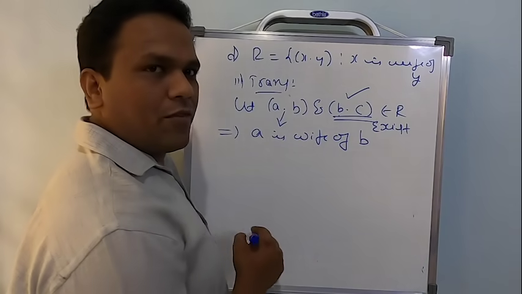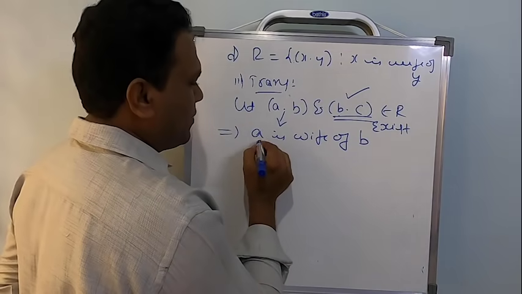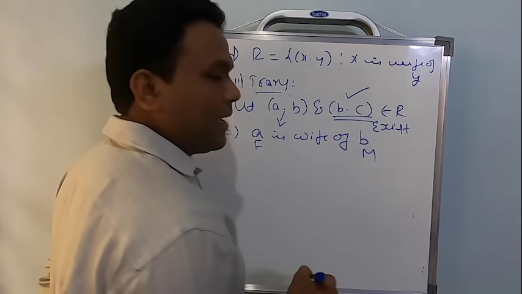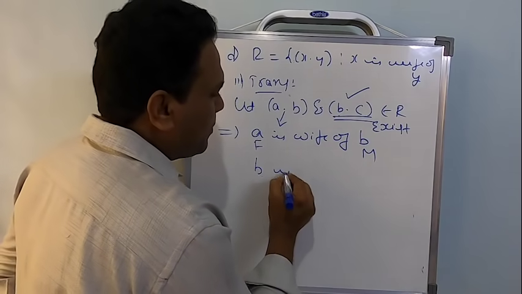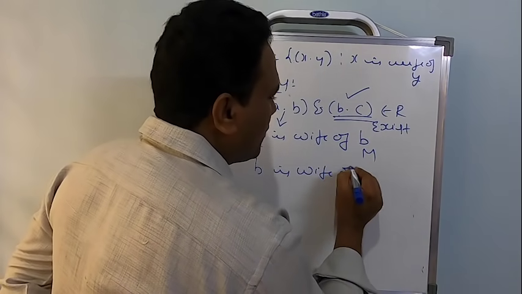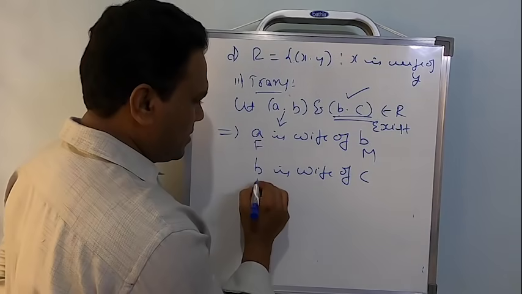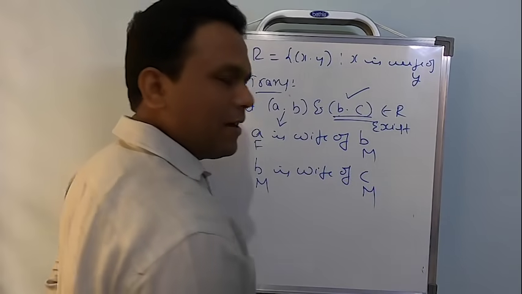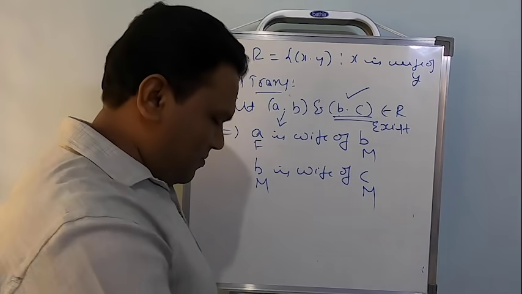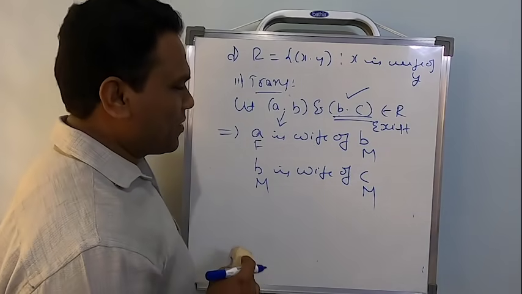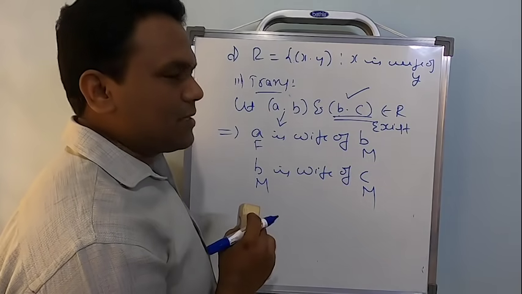If A is wife of B, so A will be female and B will be male. Suppose if you think that this exists, what will you write? B is wife of C. Now that means a male is a wife of a male. Possible? No. Okay, I said be straightforward. Okay, fine. Now let's see this one.